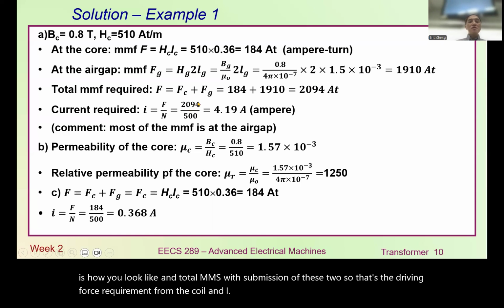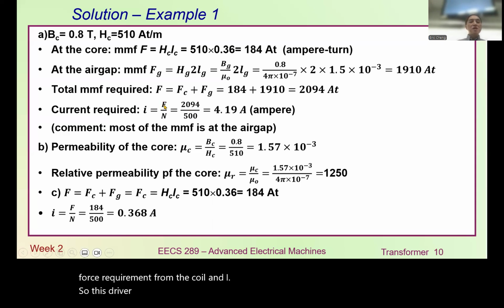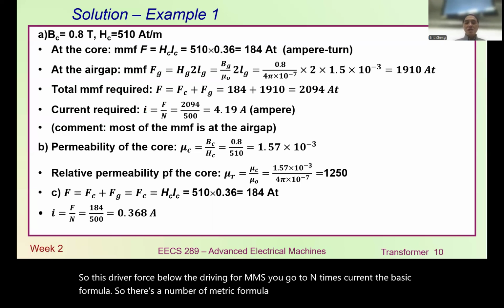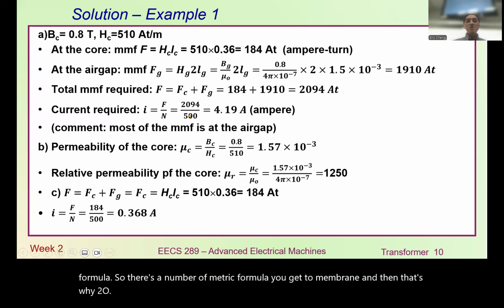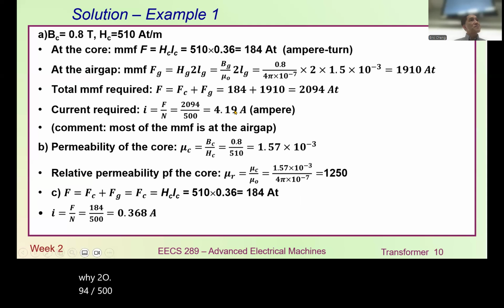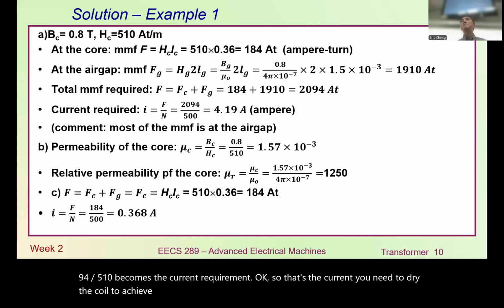This driving force, we know the MMF equals N times the current, the basic formula. There are a number of magnetic formulas you need to memorize. And that's why 2094 divided by 500 turns will become the current requirement. Okay, so that's the current you need to drive the coil to achieve this B field.